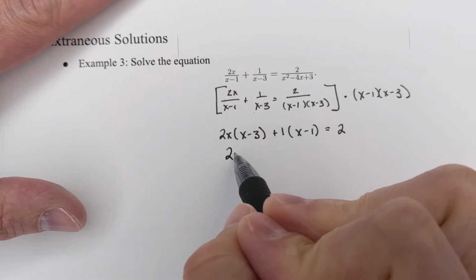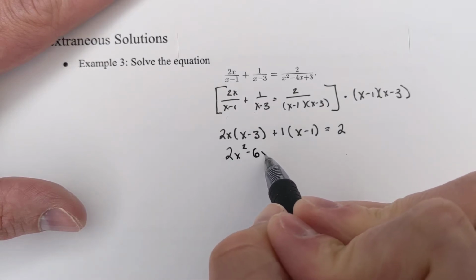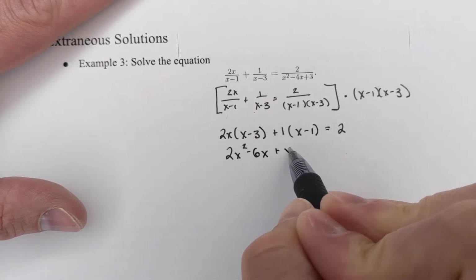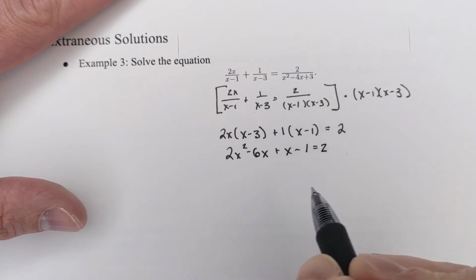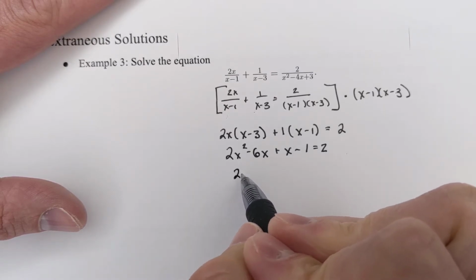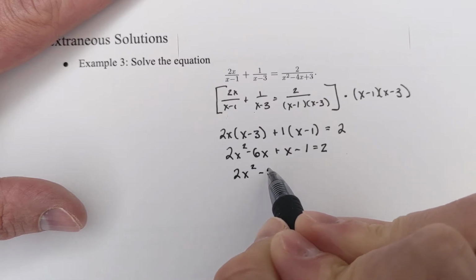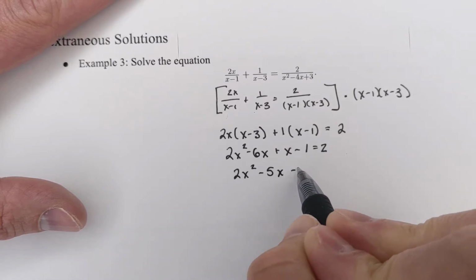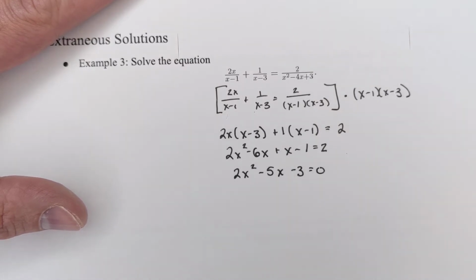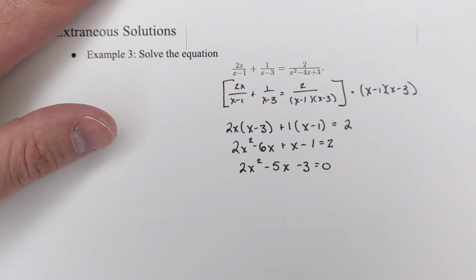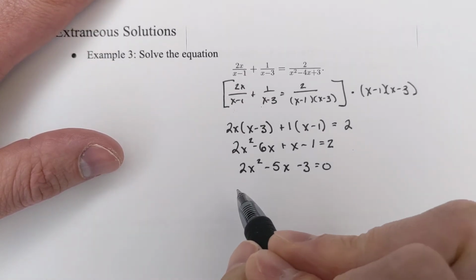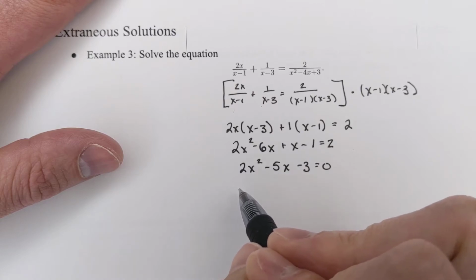So do some distributing. That's 2x squared minus 6x plus x minus 1 is equal to 2. Since I have a quadratic, everybody comes to one side. Doing some like terms, that's going to be negative 3 equals 0. So I'm not sure that's factorable. Probably is.